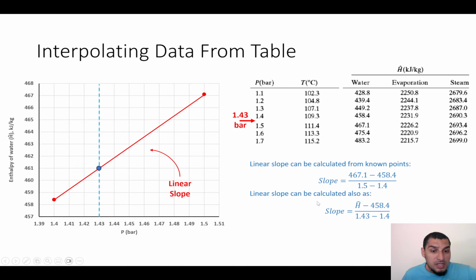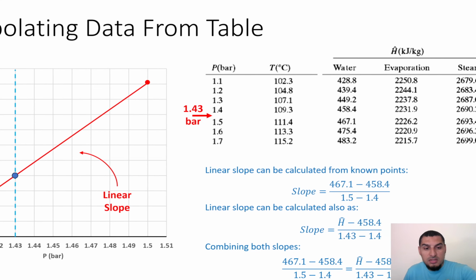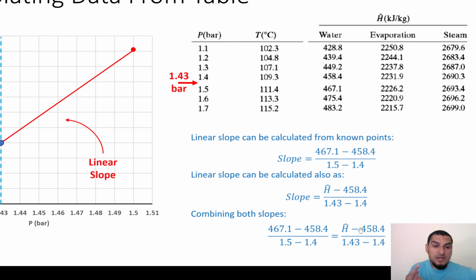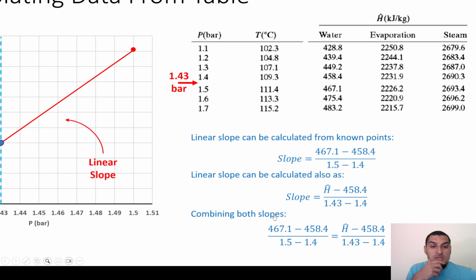The slope in both cases is the same, so I can combine the two equations and get the linear interpolation equation, which has only one variable, the enthalpy, in terms of the two pressures, these two enthalpies, and of course the pressure of interest, which is 1.43. So this is simply how we do the linear interpolation.